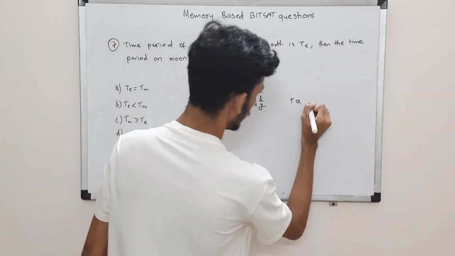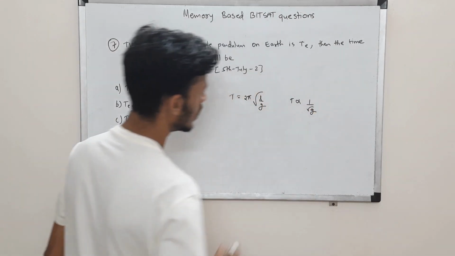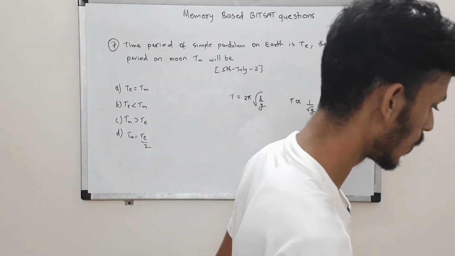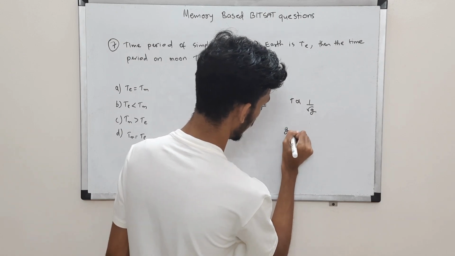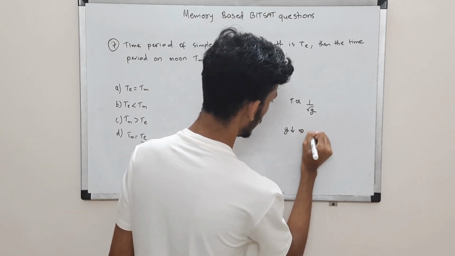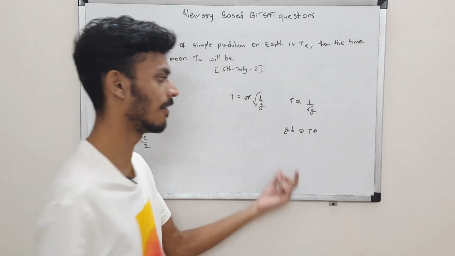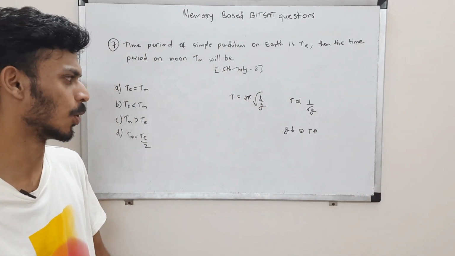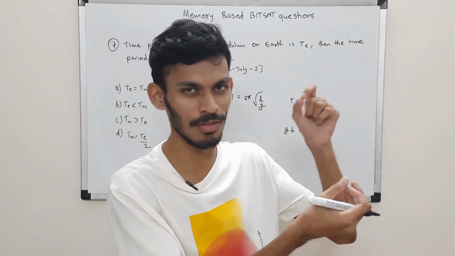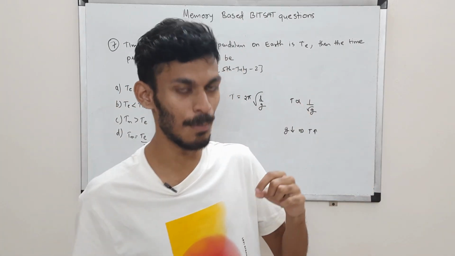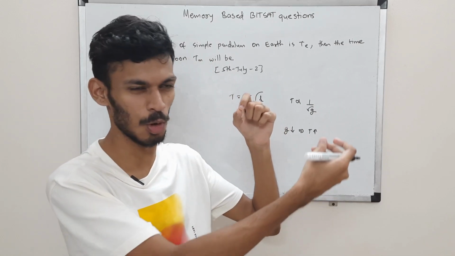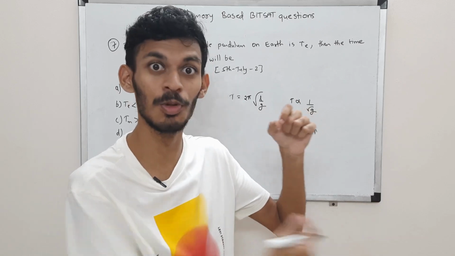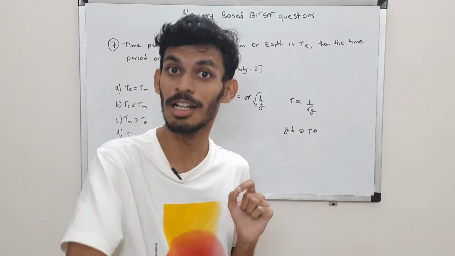If you see, your time period is inversely proportional to the square root of g, which means where the gravity is less, there the time period is more. You can easily imagine it. On Earth, the gravity is more as compared to Moon. Acceleration due to gravity is more, so it will pull it down faster, it will be moving faster, so the time period will be low.